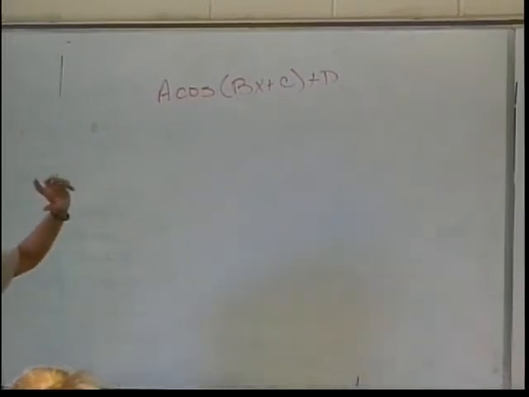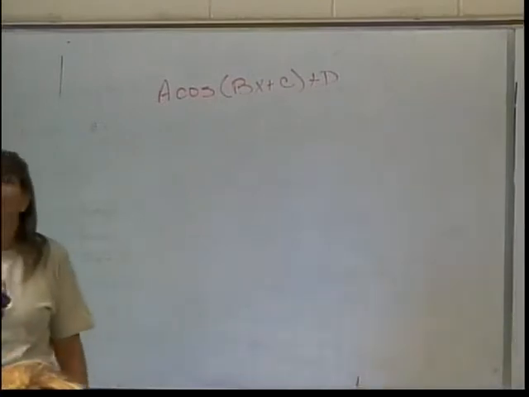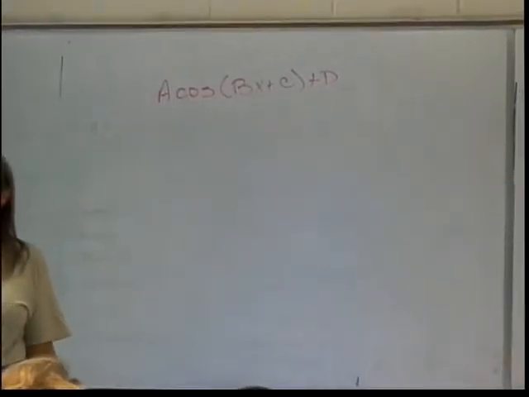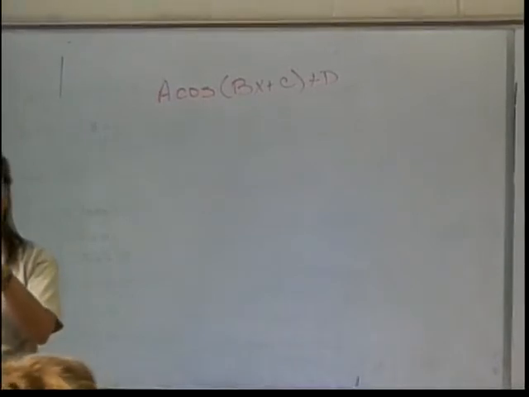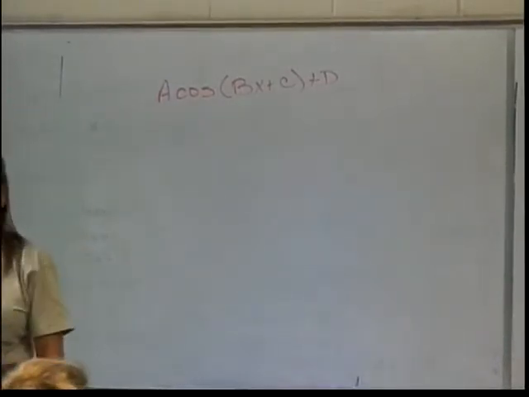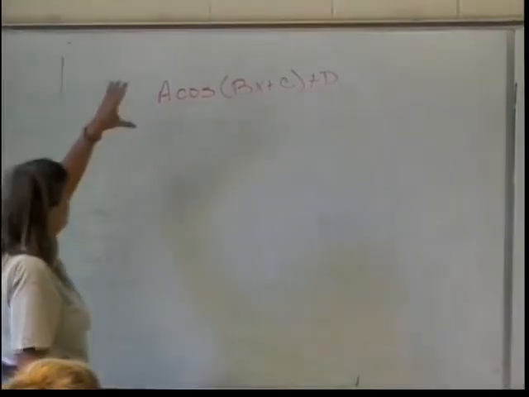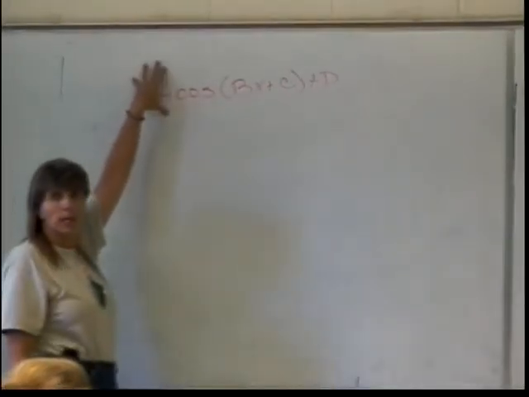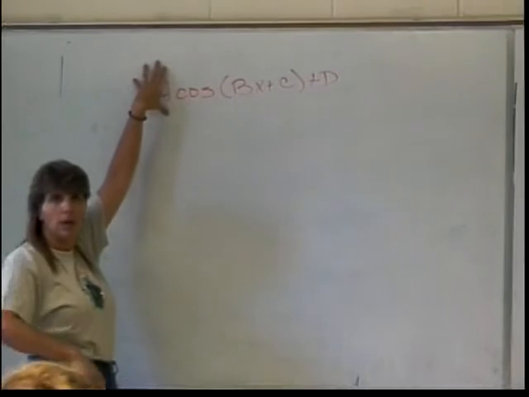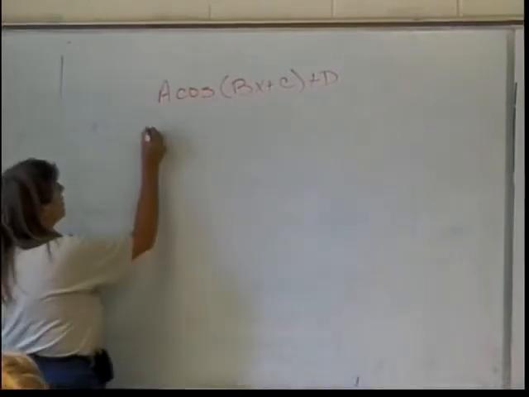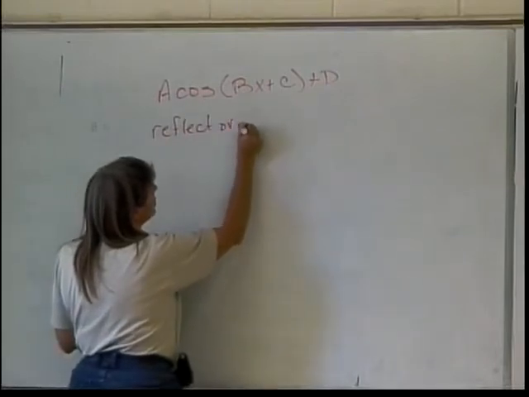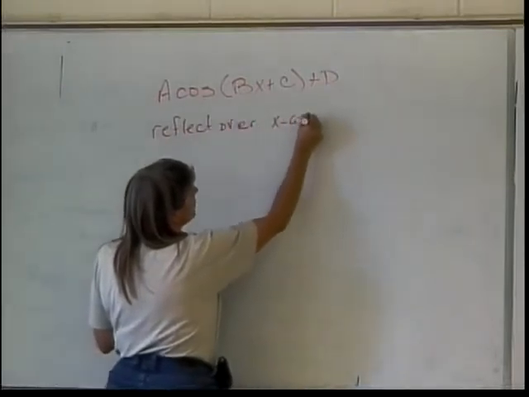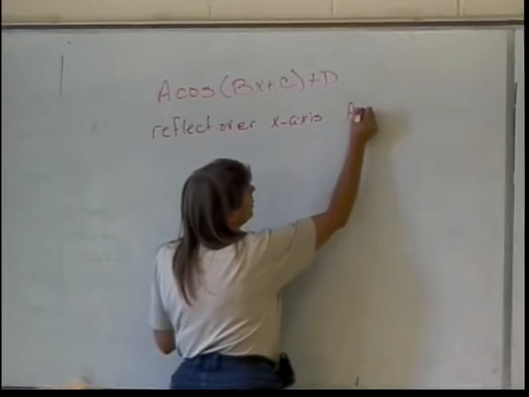Now, looking back at your original cosine graph, on the y-axis, was it at a high point or a low point? At a high point. So what do I need to do in front of my function to make it a low point, to move that high point down? Negative. So I'm reflecting over the x-axis. So that means A must be negative.